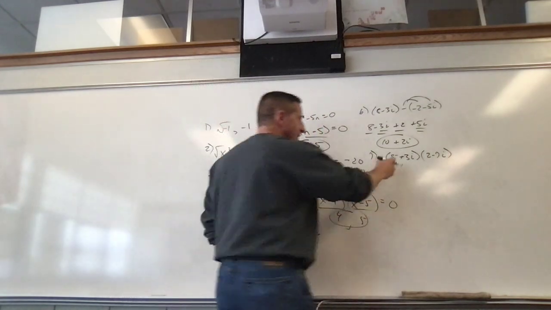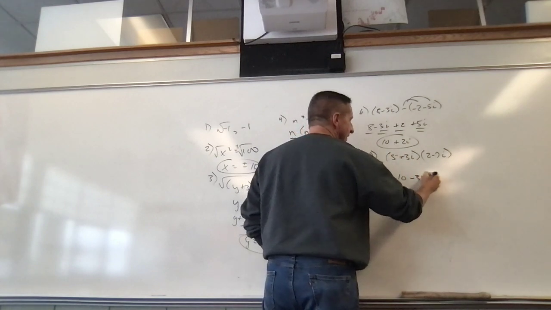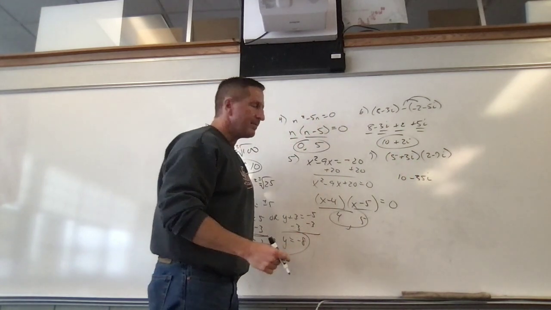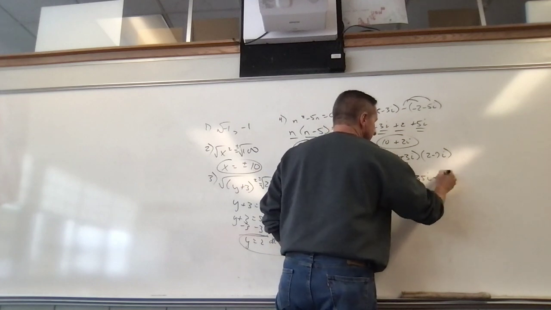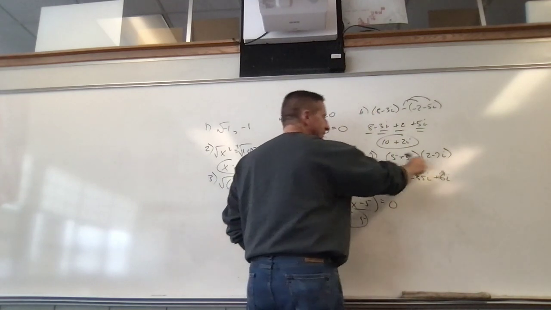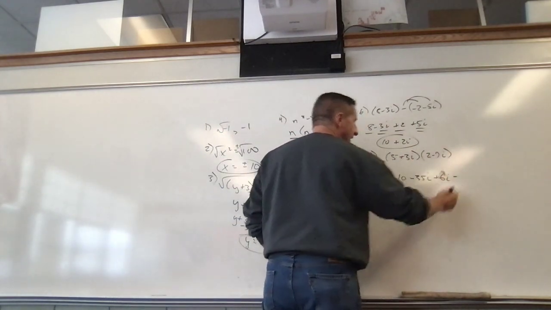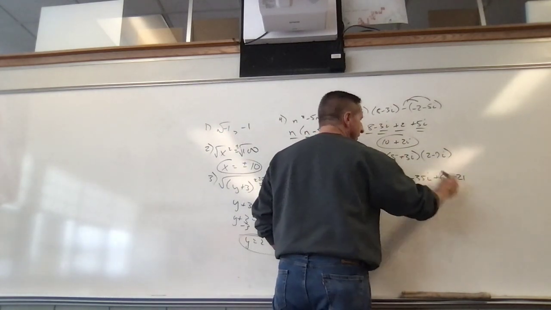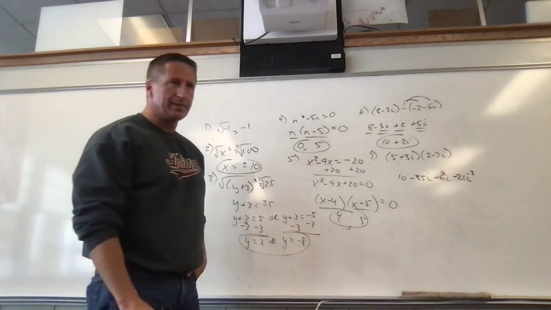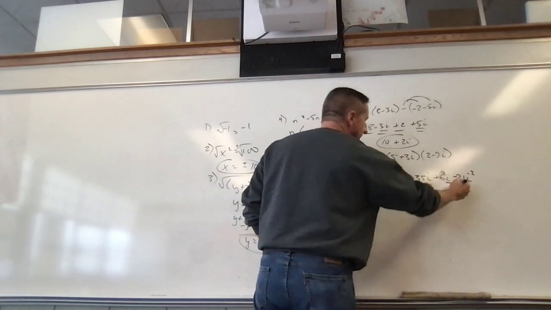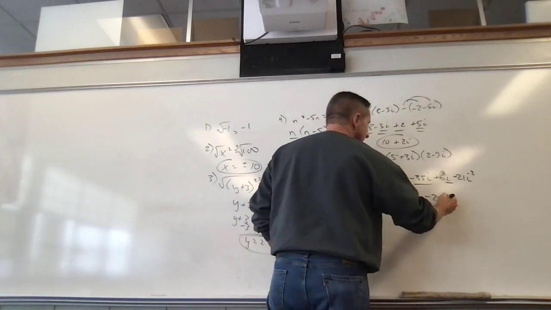Our first terms, 5 times 2 is 10. My outers are 5 times -7, that's -35i. My inners are 2 times 3i, that's 6i. And my last terms, 3i times -7i. A positive times a negative is a negative. 3 times 7 is 21. i times i is i squared. Don't forget the square. Put together your imaginary parts, 6i and -35i, that's -29i.